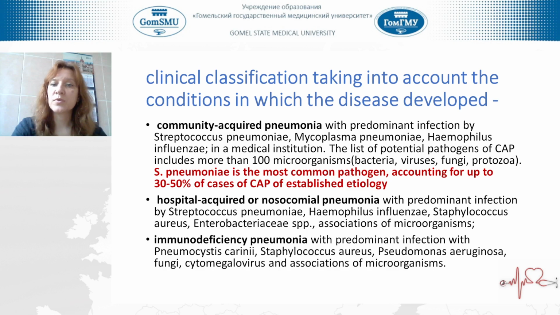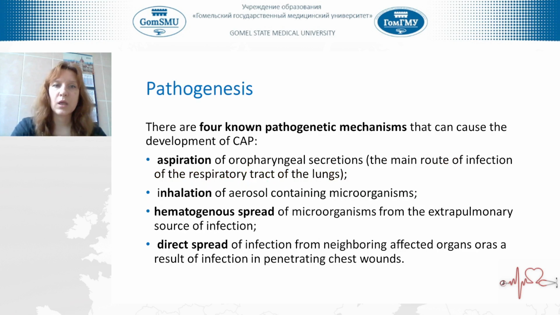Immunodeficiency pneumonia with predominant infection with Pneumocystis carinii, Staphylococcus aureus, Pseudomonas aeruginosa, fungi, cytomegalovirus, and associations of microorganisms. In pathogenesis, there are 4 known pathogenic mechanisms that can cause the development of CAP. Aspiration of the pharyngeal secretion is the first and main mechanism. The main route of infection is the respiratory tract of the lung.